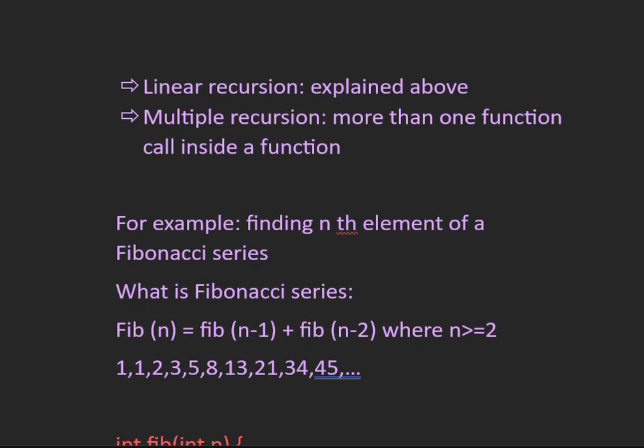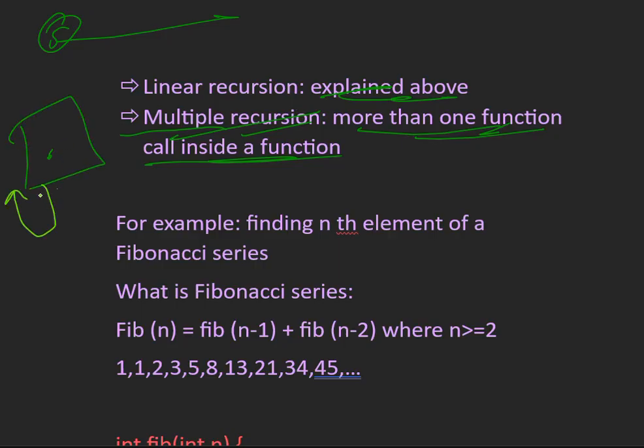So the first one is linear recursion, as we have explained above, like this 5, 4 thing. And then multiple recursion, meaning more than one function call inside a function. Suppose a function is there, it will call itself multiple times with different parameters. That is multiple recursion. So let's take an example: finding the nth element of a Fibonacci series.